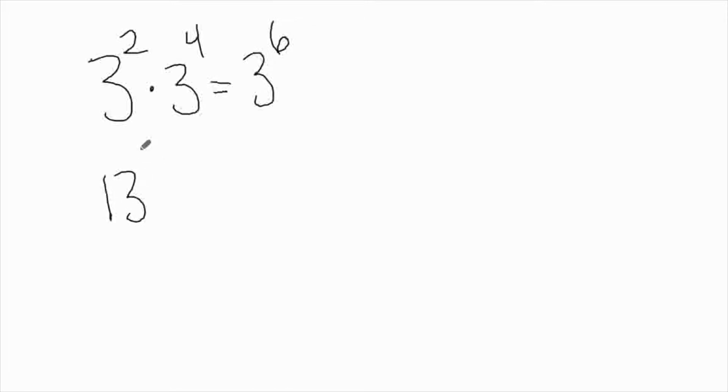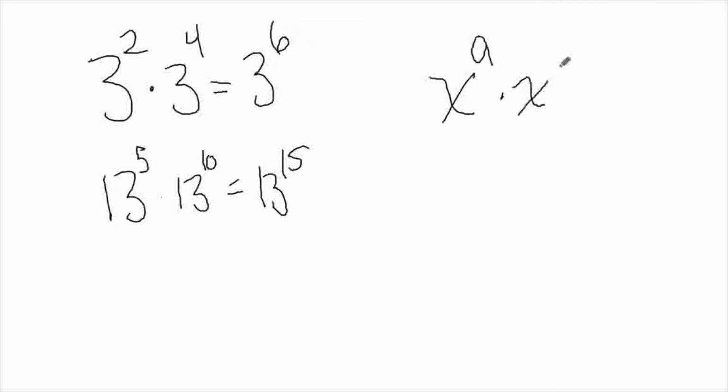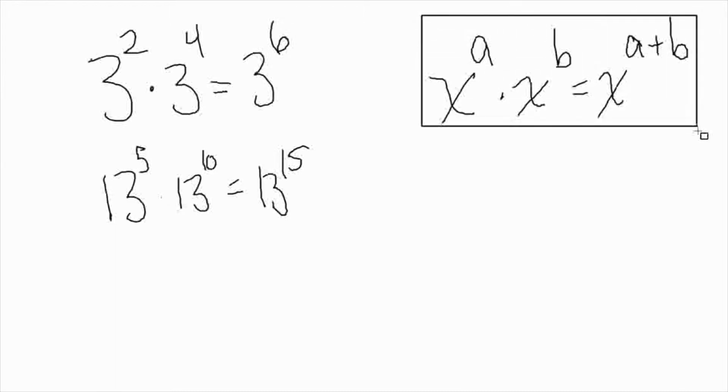So for example, if I had 3 squared times 3 to the 4, that's going to turn out to be 3 to the 6. If I had 13 to the 5 times 13 to the 10, that's going to turn out to be 13 to the 15. So the big idea here is that when you have any number to, let's say, the a power times the same number to the b power, it's a plus b. So the point is that you add the exponents. Now if you think about that, you might be able to see why that has to be true.